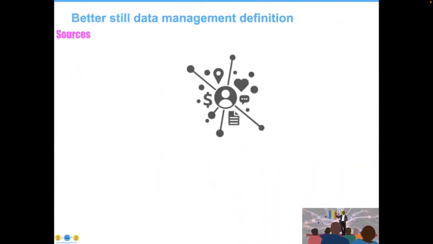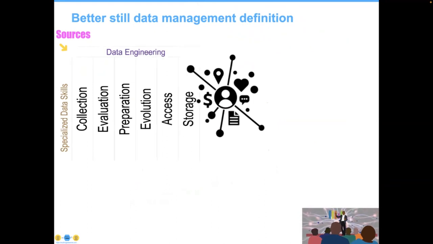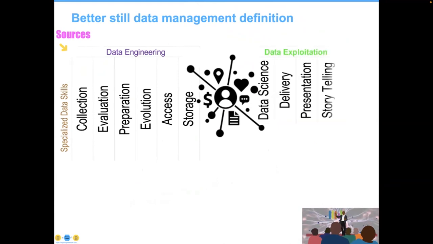And so I've got a little bit better definition here around this for you. Again, the sources come in on the left-hand side of this particular diagram, and we tend to lump these into a data engineering category. I'm not going to go through each of them here, but it does speak to the necessity of specialized data skills that occur, and an exploitation side on this side with data science, delivery, presentation, storytelling, et cetera, all being components of it that get us to the use of the data.